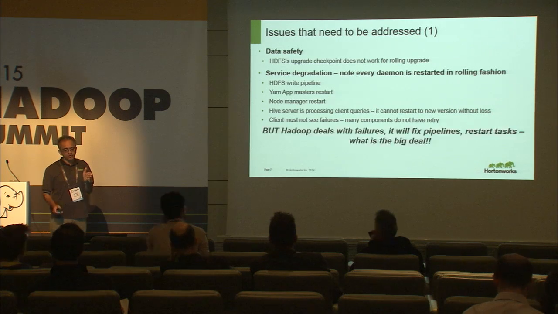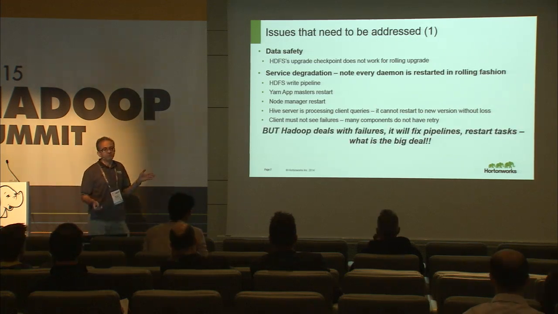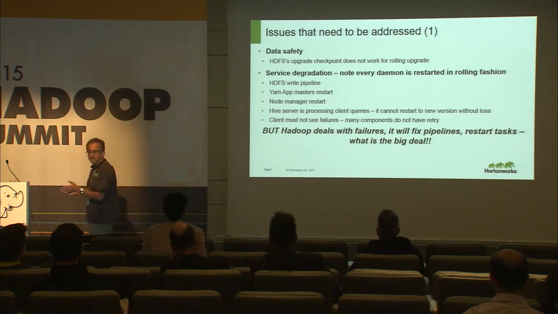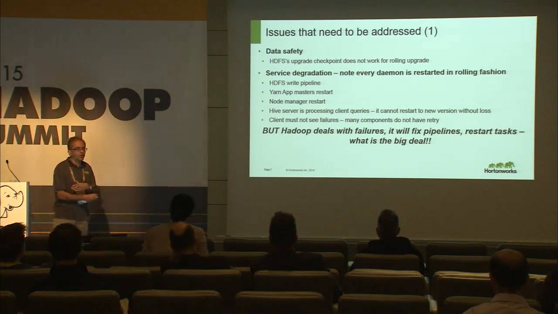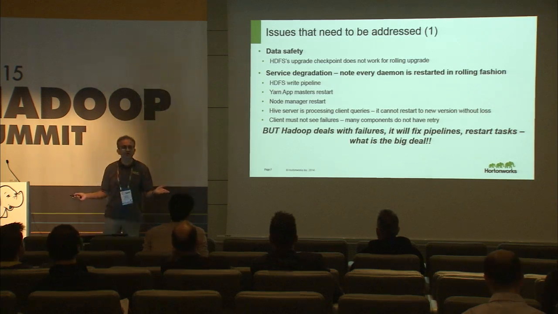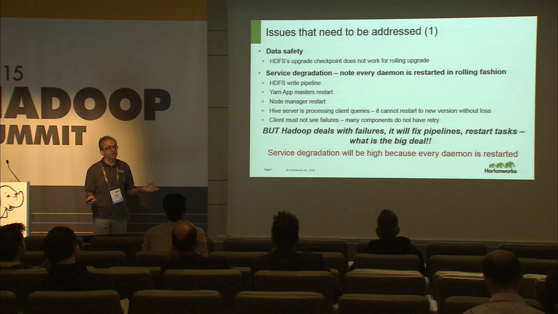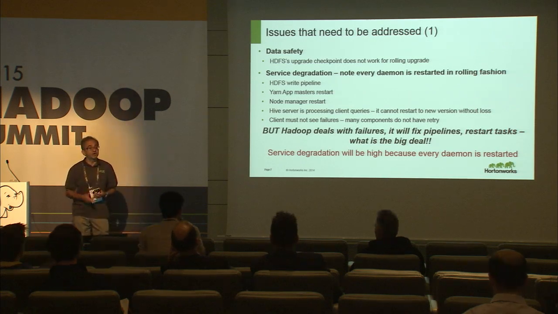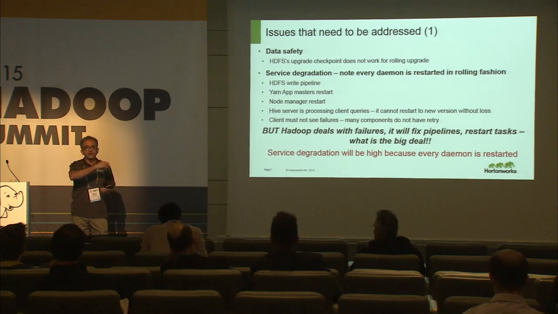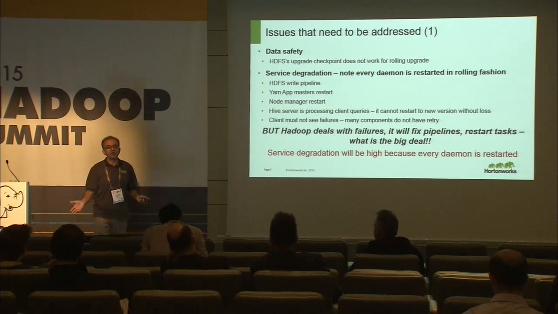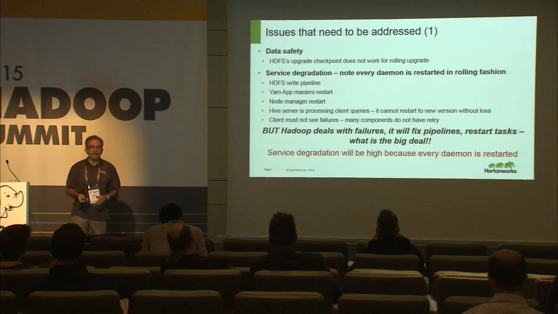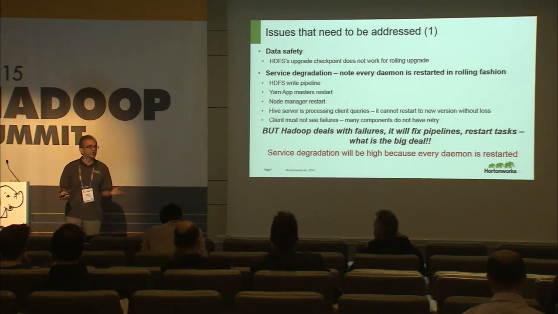So the question, of course, was, wait a minute, why worry about this? Hadoop actually brilliantly deals with failures. It'll fix pipelines, it'll restart tasks. What is the big deal? Why do you have to solve these problems? It turns out you do, because you will otherwise get a fairly high service degradation, because you are predictably going through every single node, every single daemon, shutting it down and starting the next one. So the number of failures and task restarts you will have is going to be enormous. Will it work? Of course it'll work, but you will have the kind of degradation which is pointless for rolling upgrade. It won't be as bad as stop the world, but it'll still not let you maintain your SLAs.